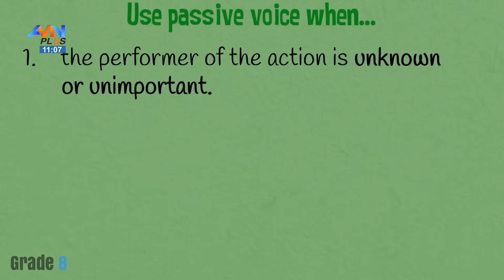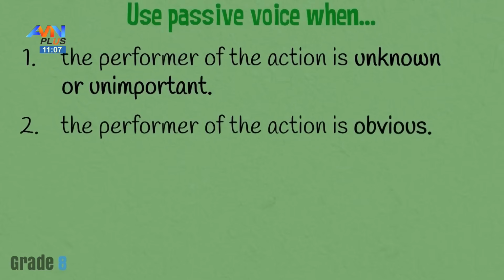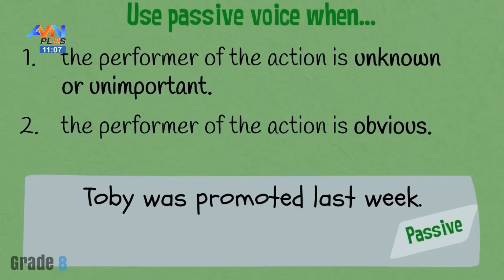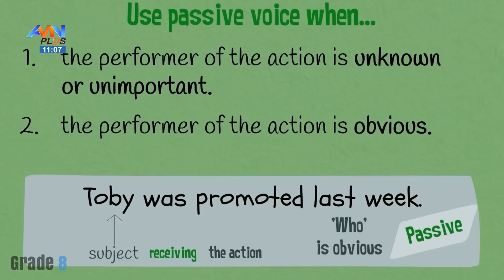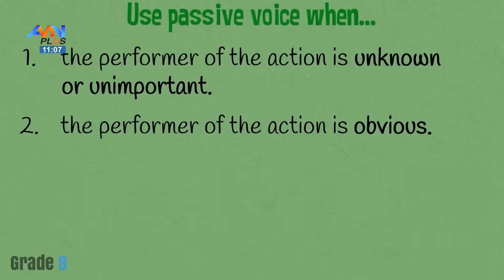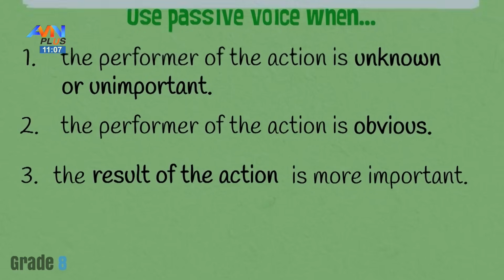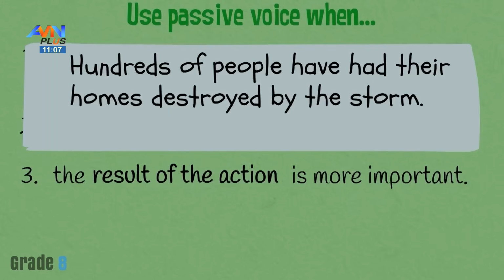We often use passive voice when the performer of the action is obvious. Here's an example. Toby was promoted last week. Toby, the subject of the sentence, is receiving the action. Who performed the action, promoting him, is not stated because it's obvious it was his boss. We choose passive voice when the result of the action is more important than who or what caused the action. An example: hundreds of people have had their homes destroyed by the storm. Passive voice focuses on the result of the action.